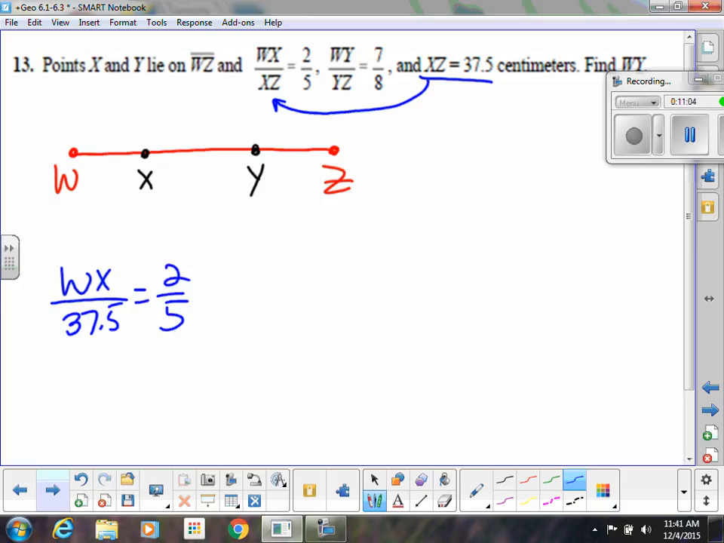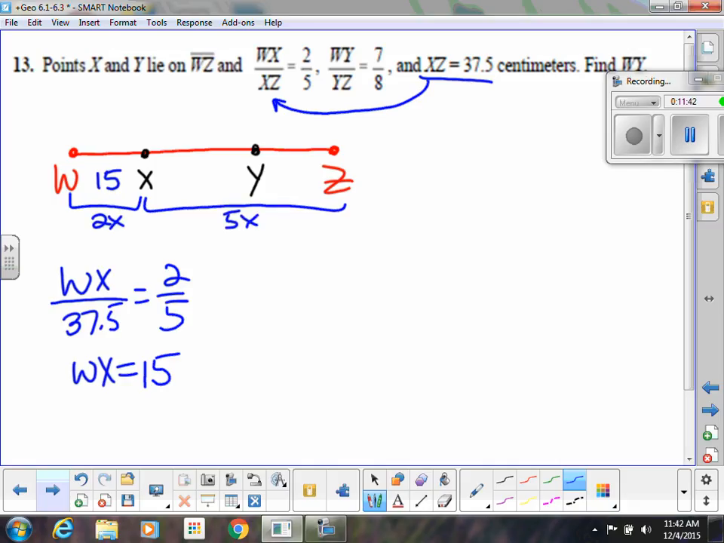And I'm going to solve for WX. Okay, so if I cross multiply and divide, then WX is going to be equal to 15. That means that the whole thing is going to be in proportion to that. So keep in mind that we know that WX versus XZ is in a ratio of 2 to 5.